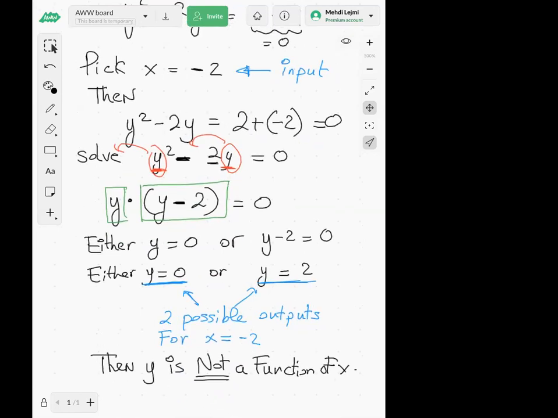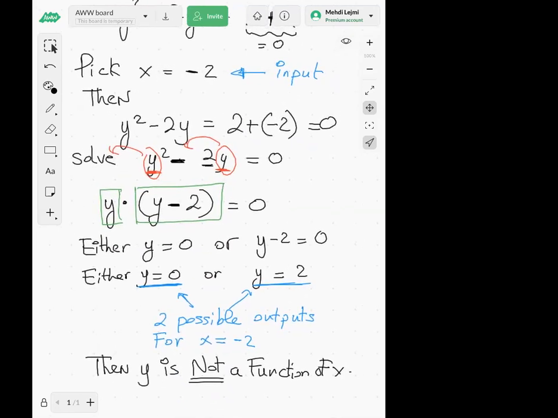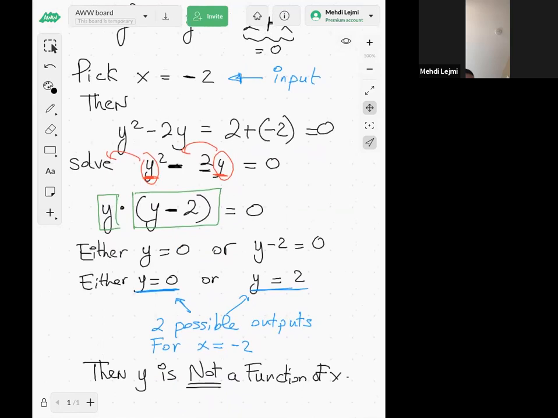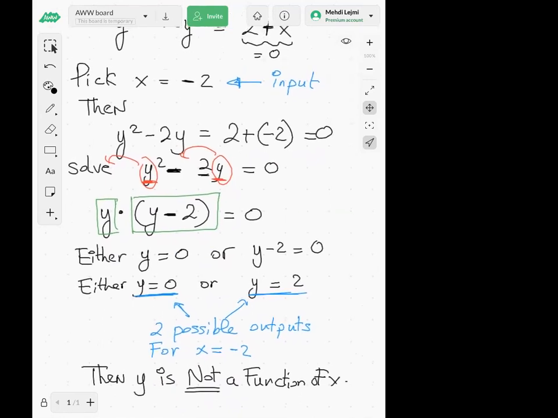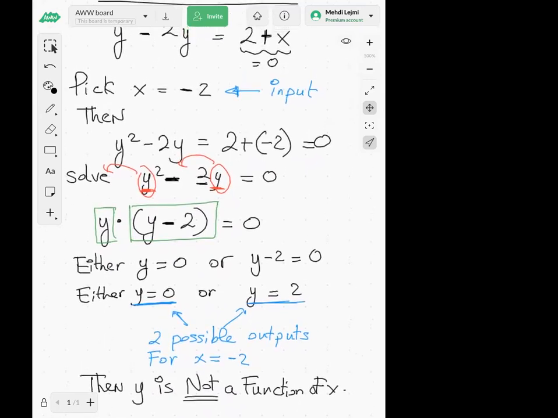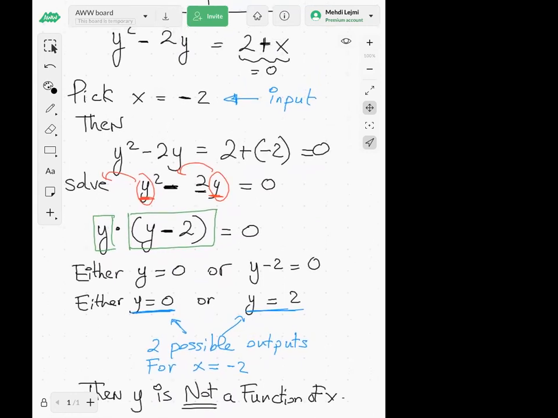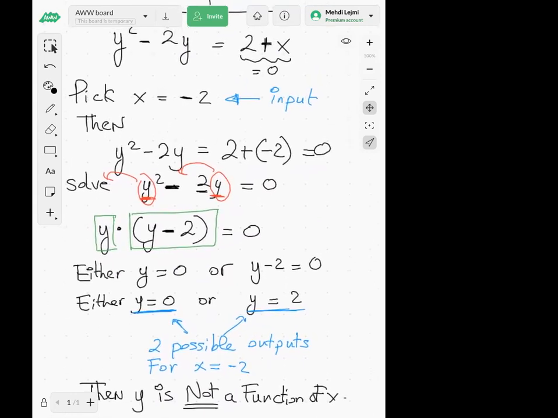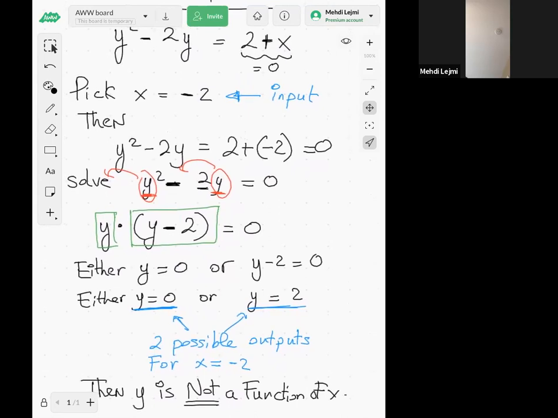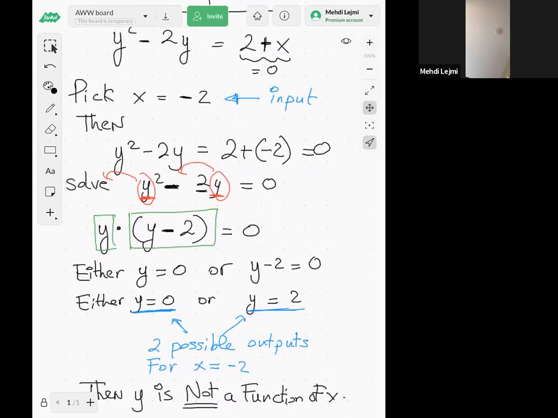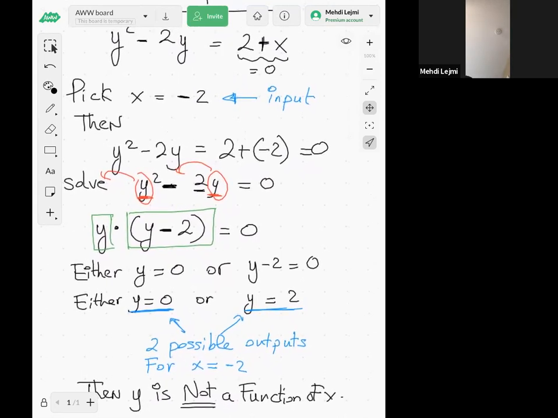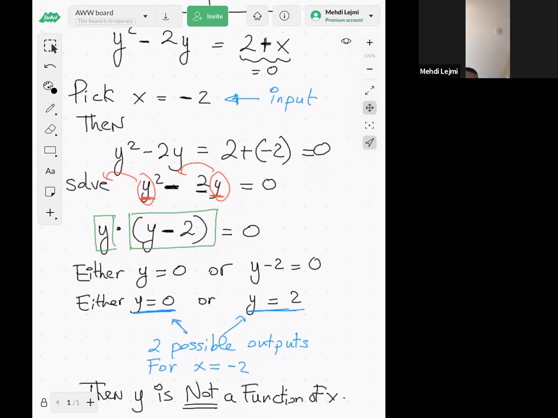So we can plug in any other numbers instead of -2. Instead of x, to solve for y, it could be 0 or any number, right? But anyway, we're going to get two different solutions.